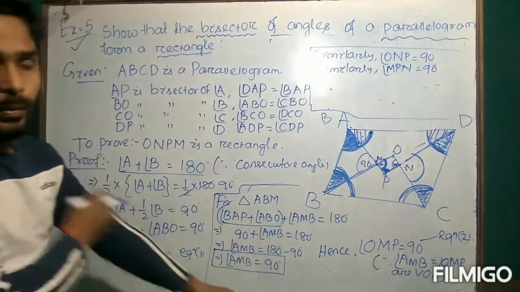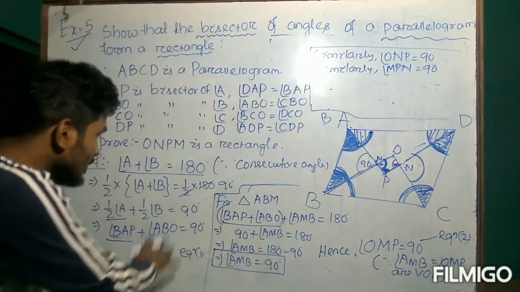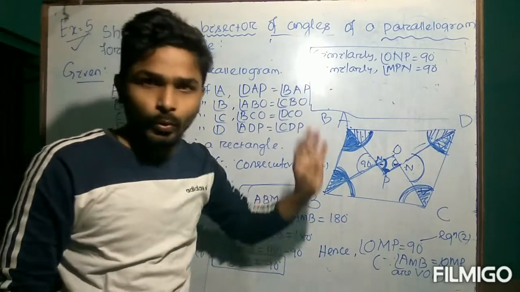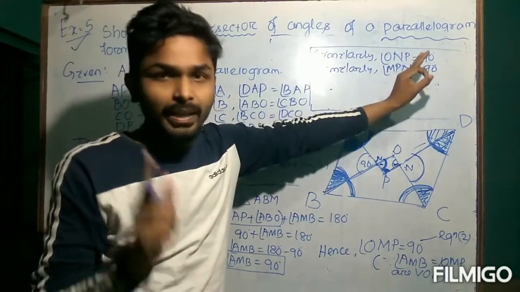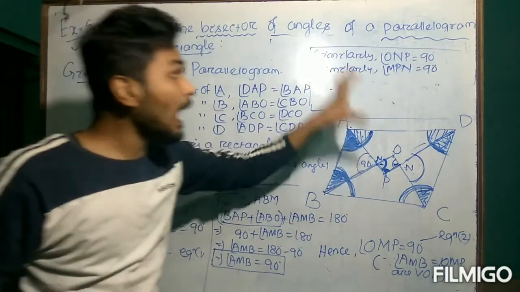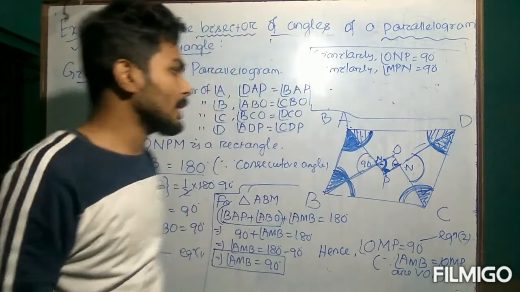Are you clear? Okay, you have to write like this. Okay, do not try again. You have to prove that this is equal to 90 degrees. No. Simply you have to write similarly this is equal to 90 degrees, this is equal to 90 degrees. But you have to understand how and why it is 90 degrees. Do not write it, but you have to understand it.